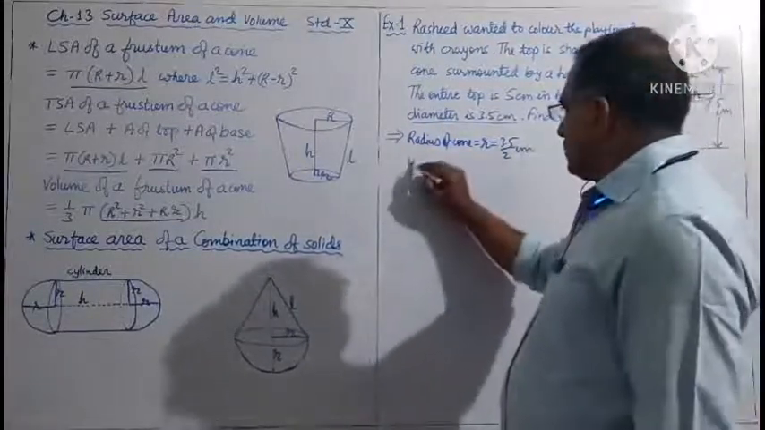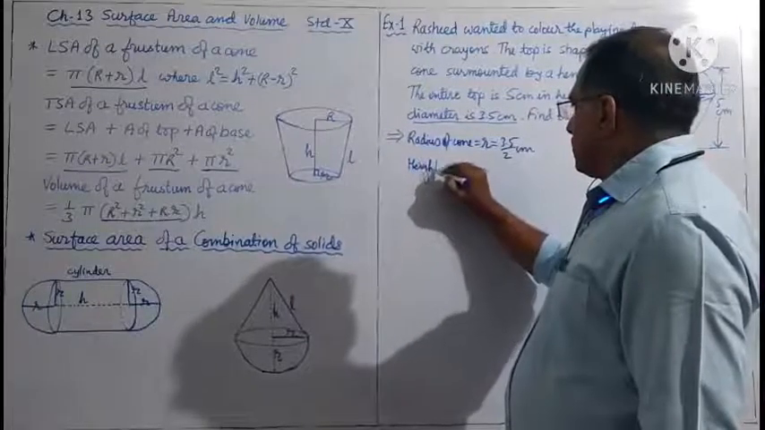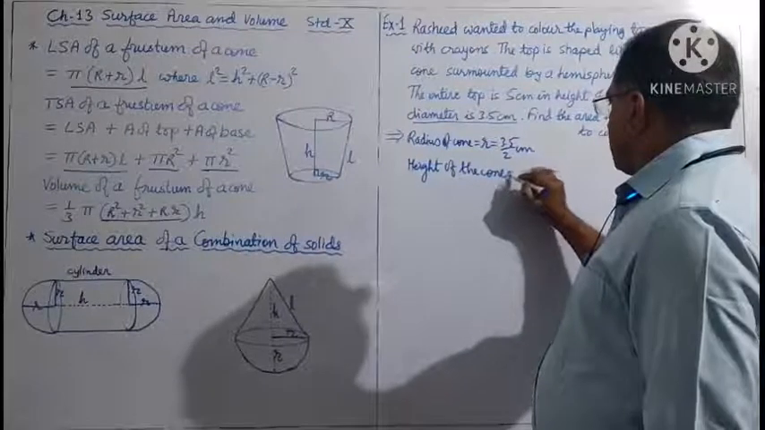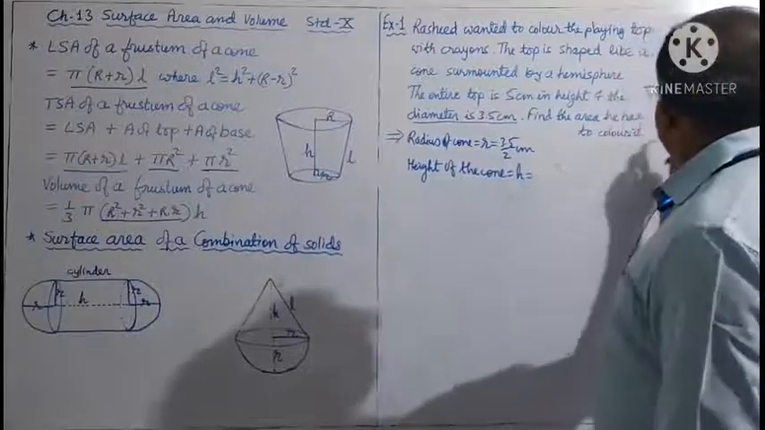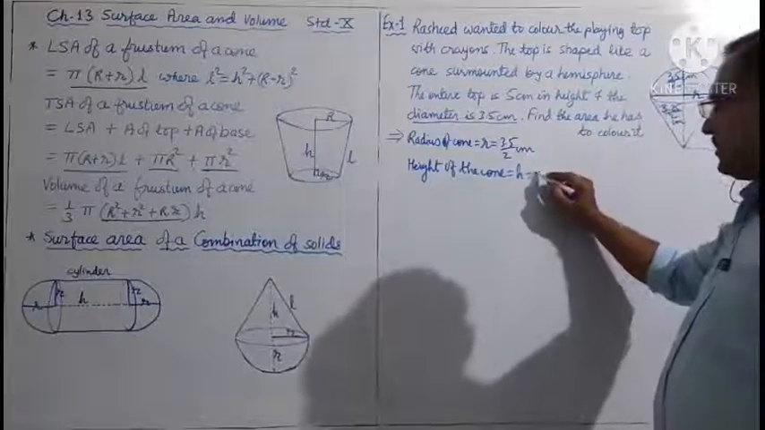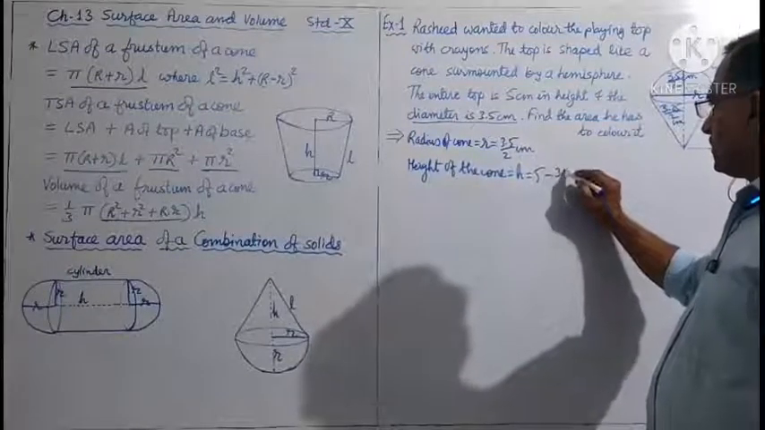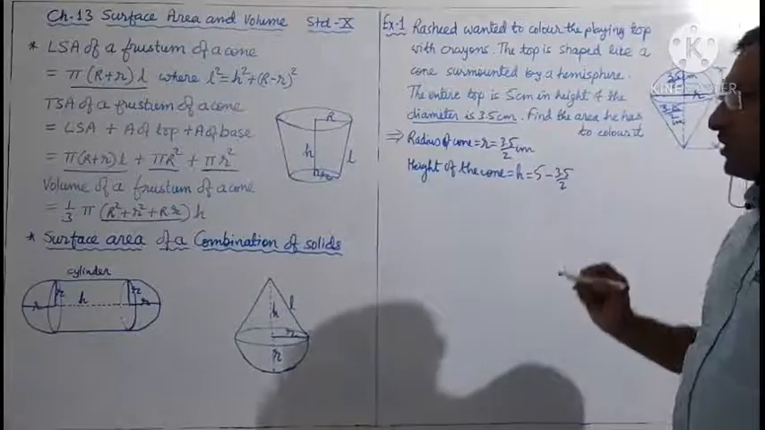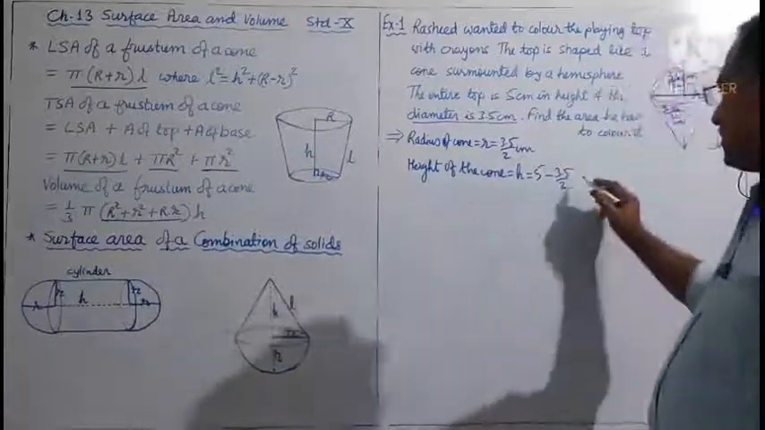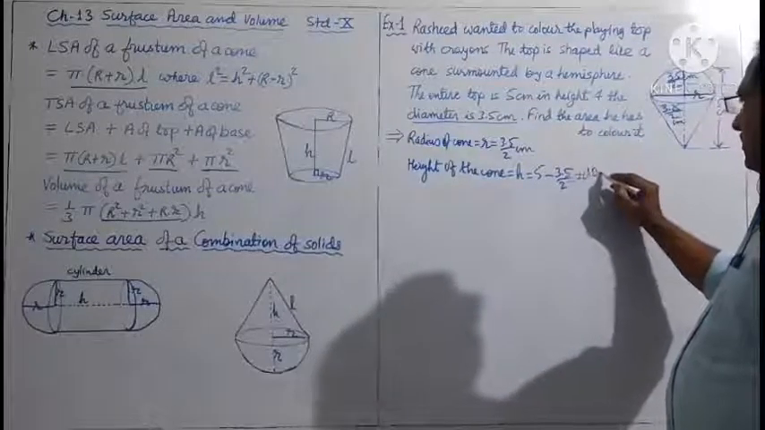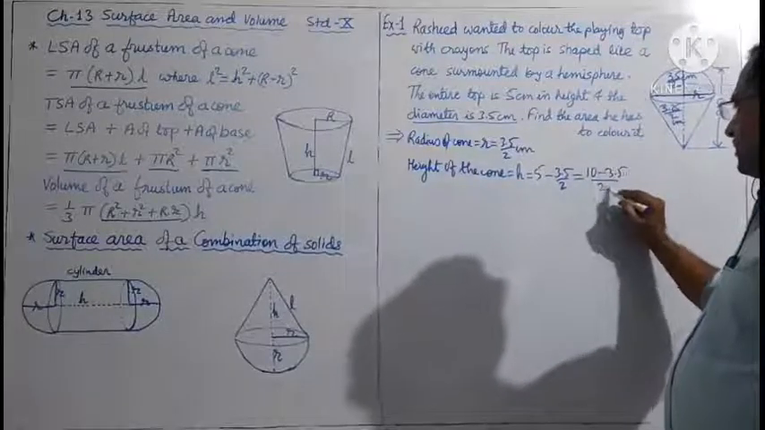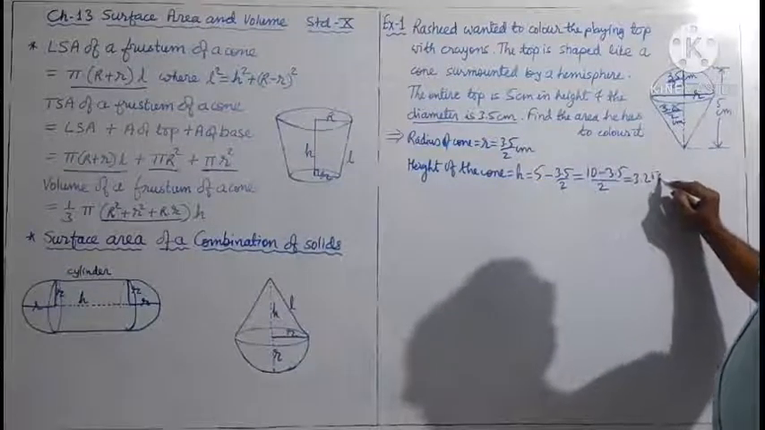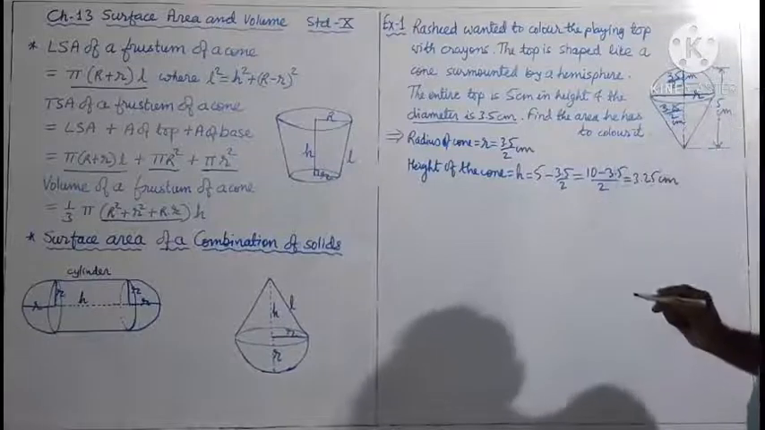Now the height of the cone is equal to h, and that is equal to the total height minus the radius, and that is 3.5 by 2 centimeter. So 5 minus 3.5 by 2 centimeter. On simplification, here we will get 10 minus 3.5 divided by 2, that is 6.5 divided by 2, and that is 3.25 centimeter.